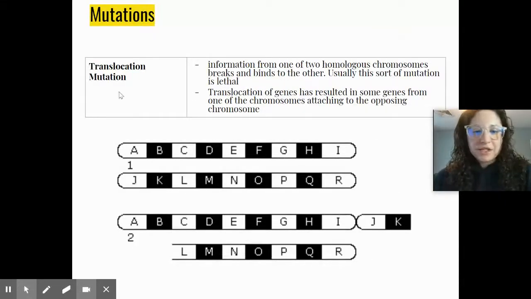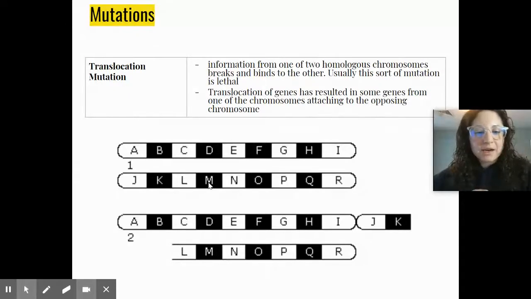So translocation. This one is almost always deadly because remember, you need to have homologous chromosome pairs. So that's what you're seeing in number one over here. These are homologous chromosomes. So genes D and genes M might both code for eye color. So D might be like brown eyes and M might be for brown eyes. They code for the same gene. It might be different alleles.